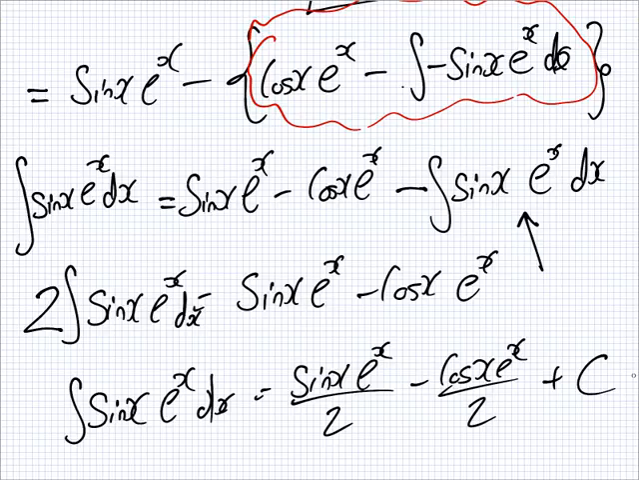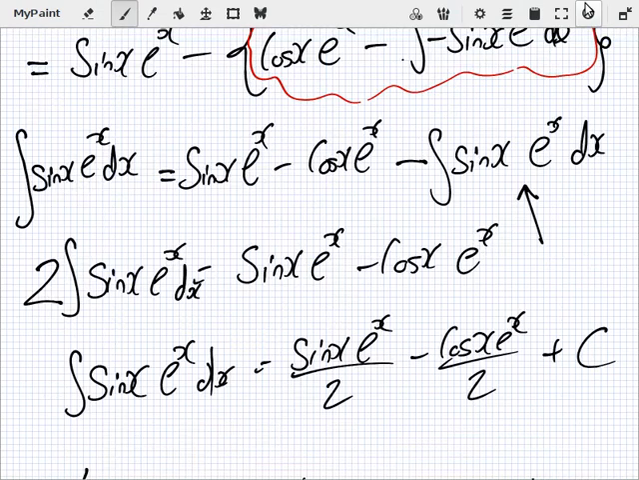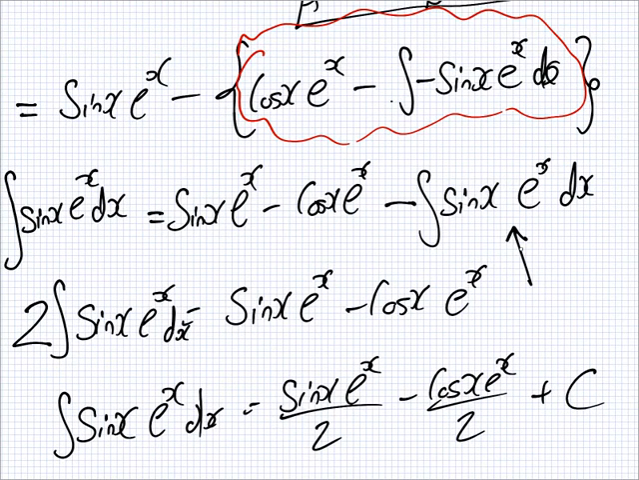Continue? Yeah. Okay, next one. The integral from 1 to 4 of x plus 2 times 4 minus x to the power of a half, dx. Yeah, no problem. What type of problem is the next one, part B? Continue? Yeah. And what's nice about B here?